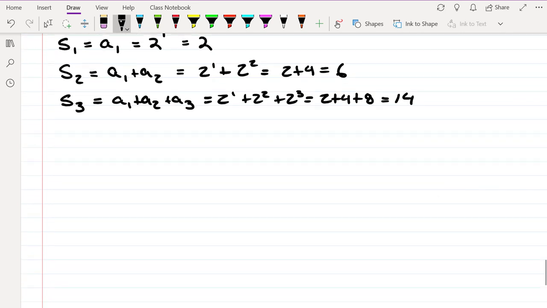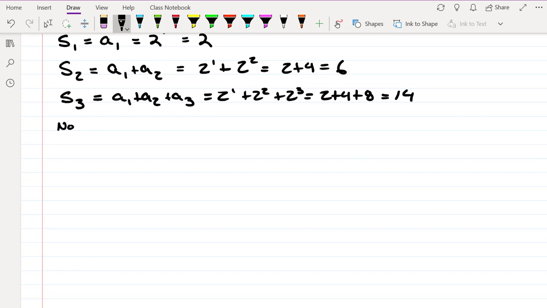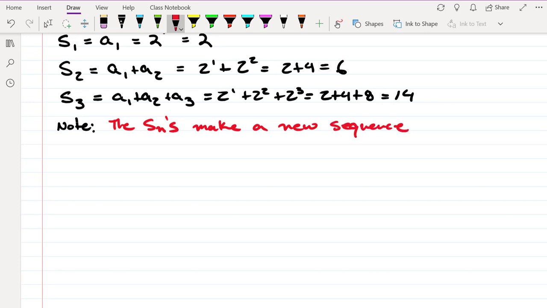So it's worth noting that the partial sums, or the S sub n's, make a new sequence. That is, 2, 6, 14, 30, dot, dot, dot. So that is the sequence of partial sums.